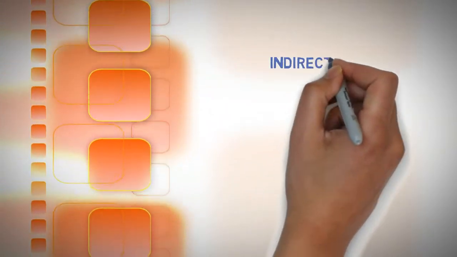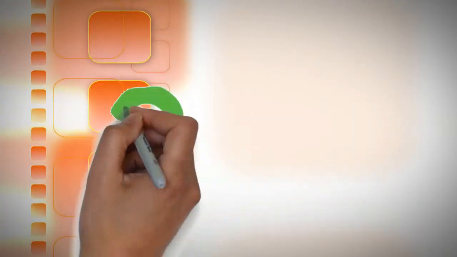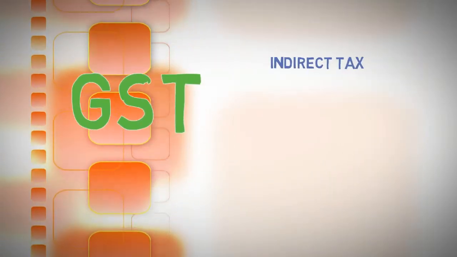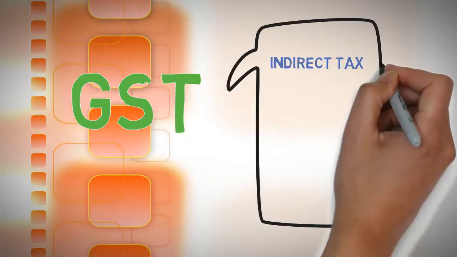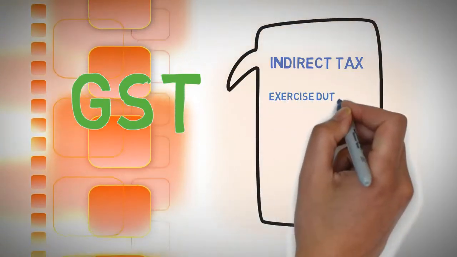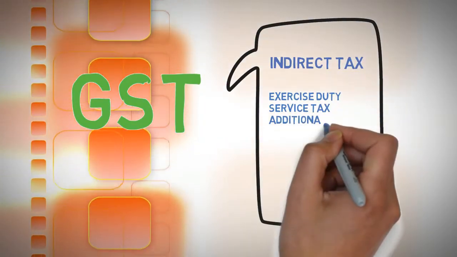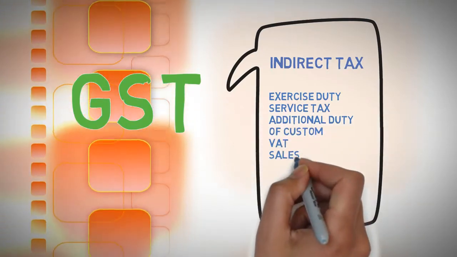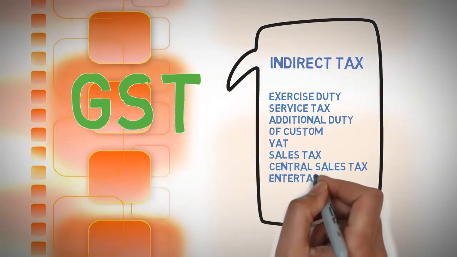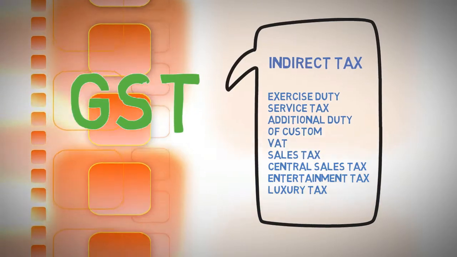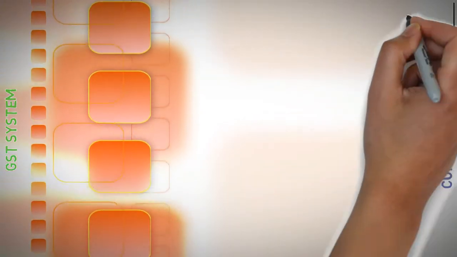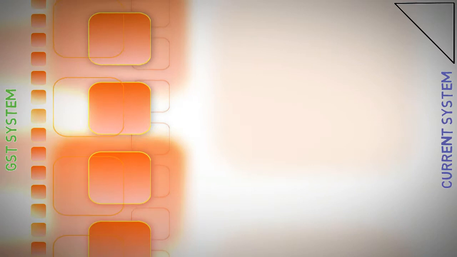Here, the point of interest is indirect taxes because GST will replace all indirect taxes, which includes excise duty, service tax, additional duty of custom, VAT, sales tax, central sales tax, entertainment tax, luxury tax, etc. So the question is how GST is different from the current taxation system in India. I'll explain this with a simple example.